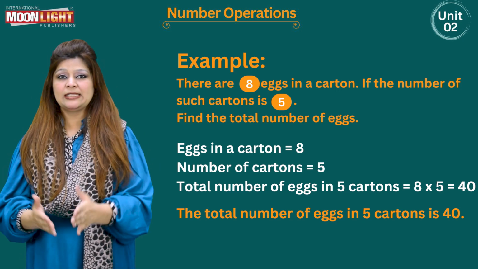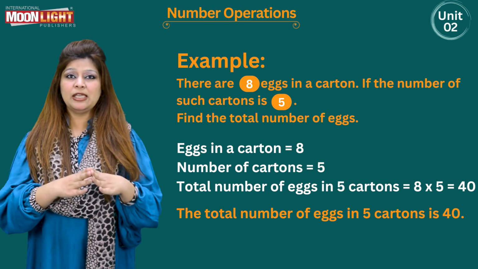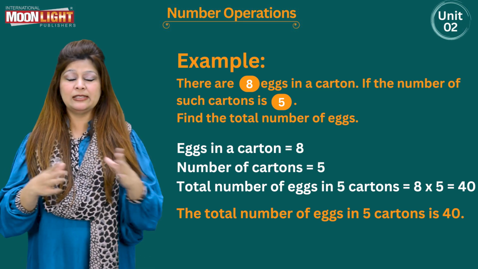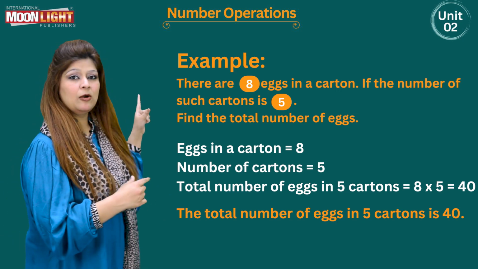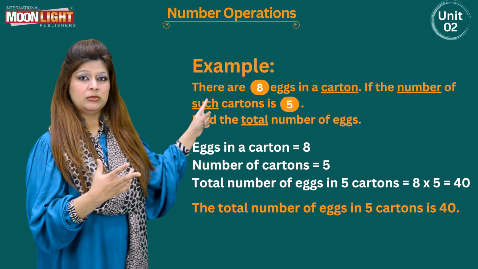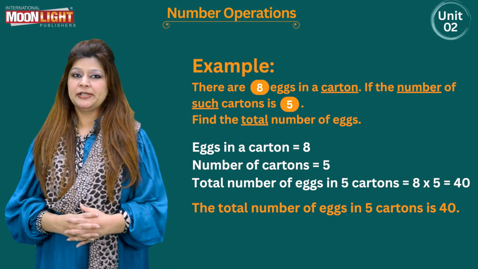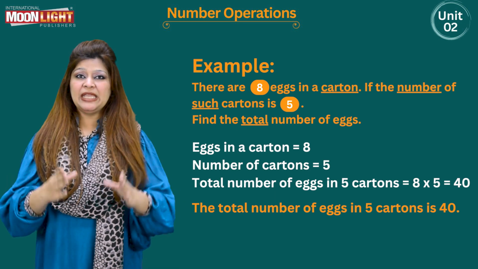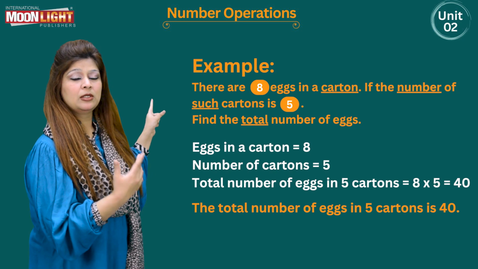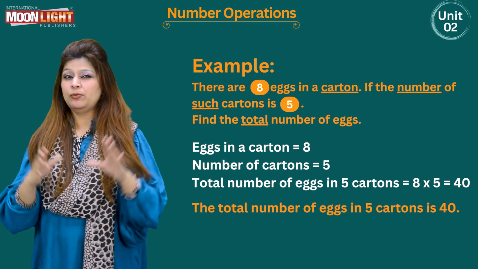Now, what next am I going to do? I'm going to underline the keywords, because U stands for underline the keywords. The keywords will tell you that this is a word problem. The keywords over here are carton, the number, such, total. Now B stands for box the question. So I'm going to box the question, starting from the part which says find the total number of eggs.